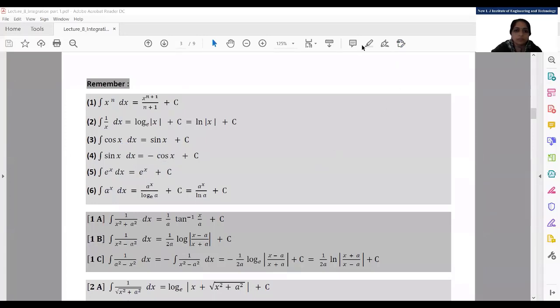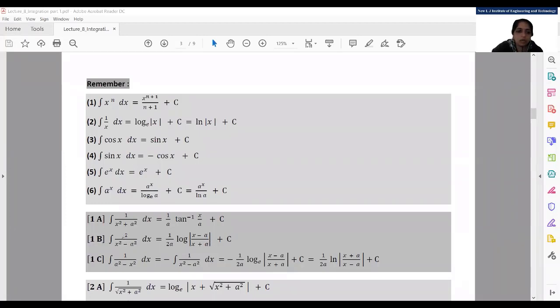The next, integration of 1 upon x square plus a square, that is 1 upon a tan inverse x by a, where c is any constant. Now integration of 1 upon x square minus a square, that is 1 by 2a log of x minus a upon x plus a.